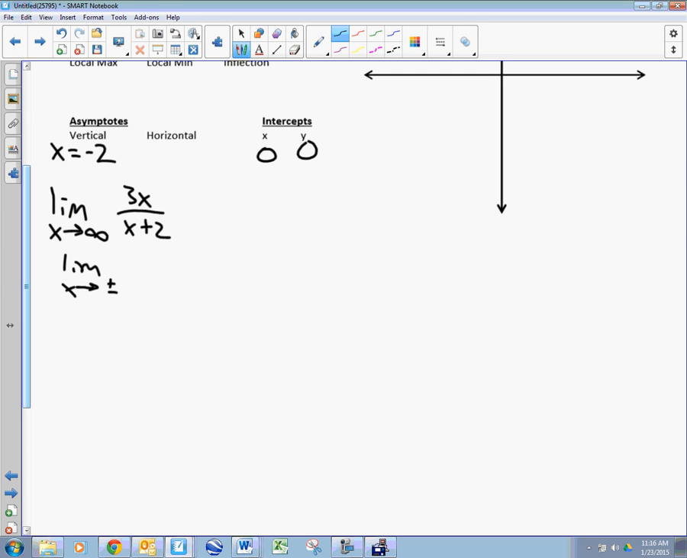Limit as x goes to, and I'll even write plus or minus because it won't matter in this situation, 3 times x over x times 1 plus 2 over x. So, as I go to plus or minus infinity, this 2 over x goes to 0. The x's go away, and I'm just left with 3. So its end behavior looks like the line y equals 3. That's what it wants to look like most of the time.